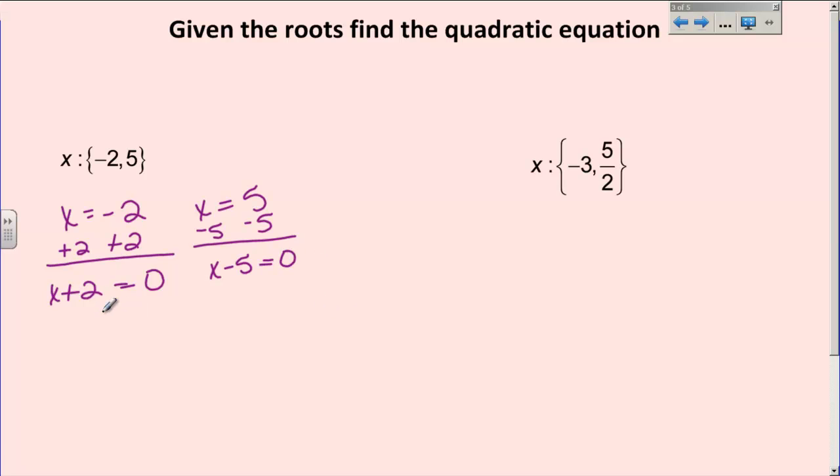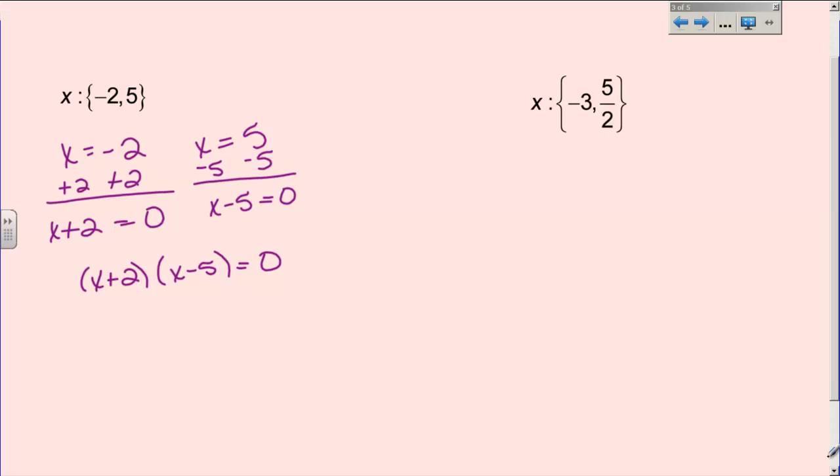So here's what I have. I have x plus 2 and x minus 5. Since these are both equal to 0, that tells me that my two factors for my quadratic were x plus 2 and x minus 5. If I want to get back to the quadratic equation, I now have to multiply these two things together using the double distributive property. So again, we're going to have to remember some stuff we learned a while back.